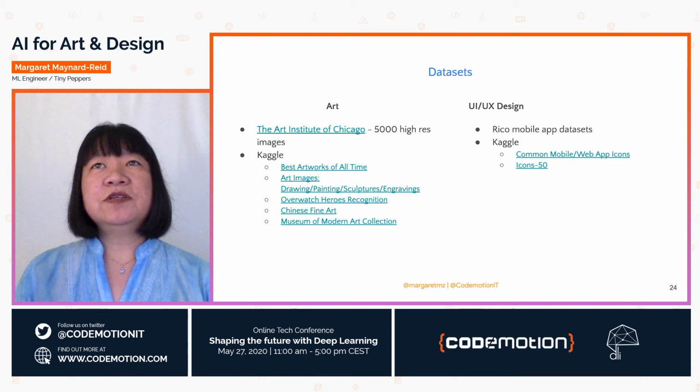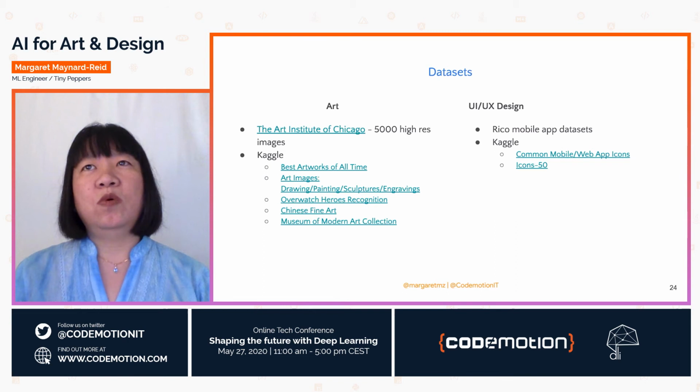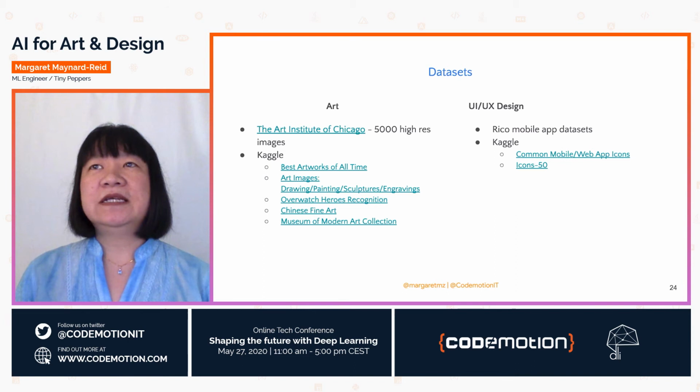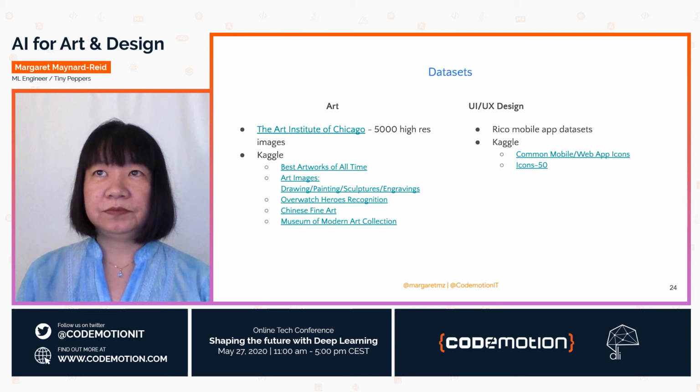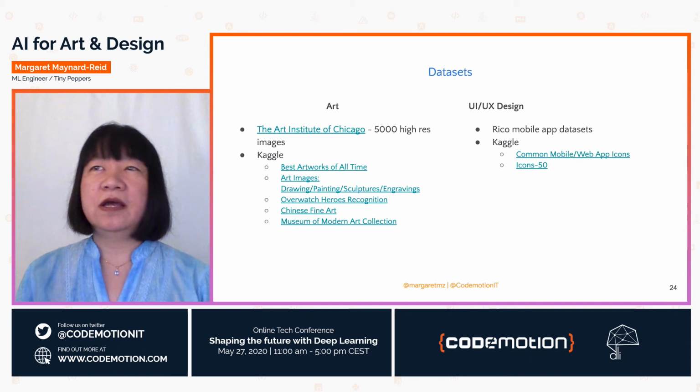In terms of UI and UX design, data sets are a bit more limited. I found this Rico mobile app data set. Basically, it has UI layouts as well as segmentation to help with mobile application UI design. And then there are two data sets. One is the Common Mobile and Web App Icons, as well as Icons-50. Icons-50 has 10,000 icons with 50 categories. And by the way, the Common Mobile and Web App Icons has over 100 categories of icons. It's a much larger data set than Icons-50.